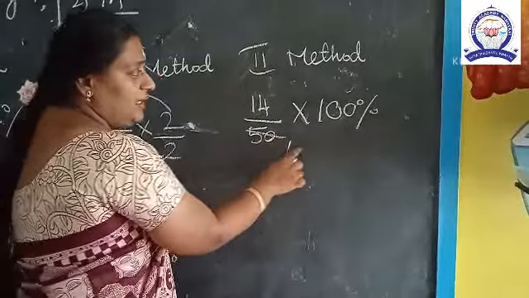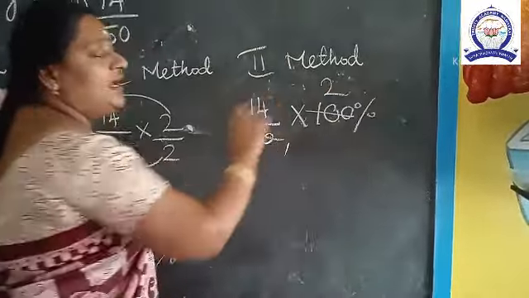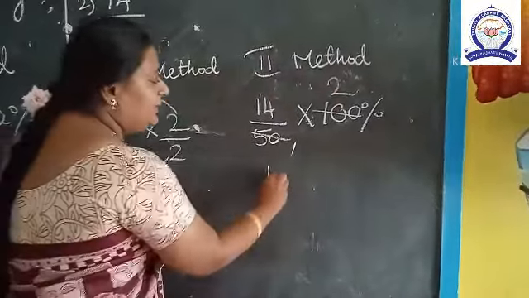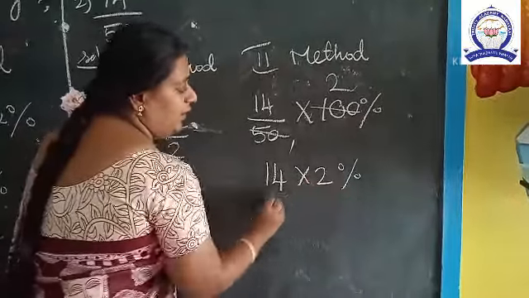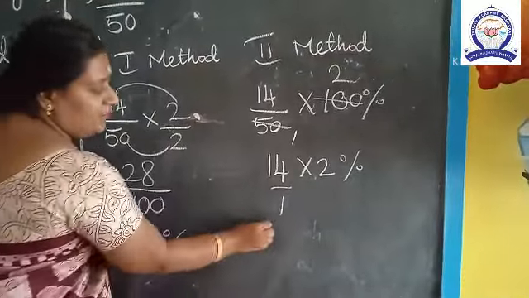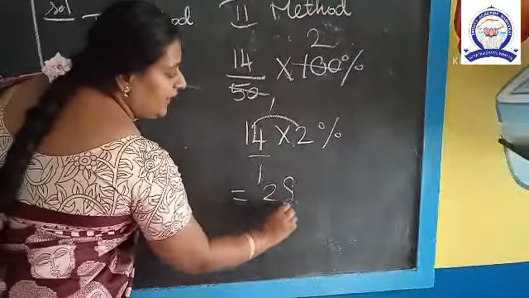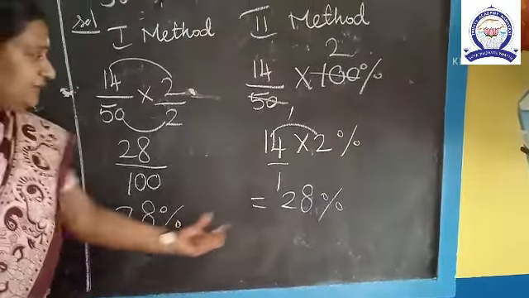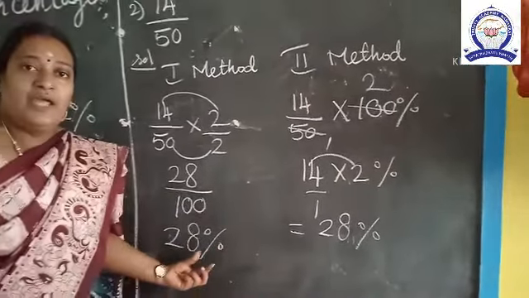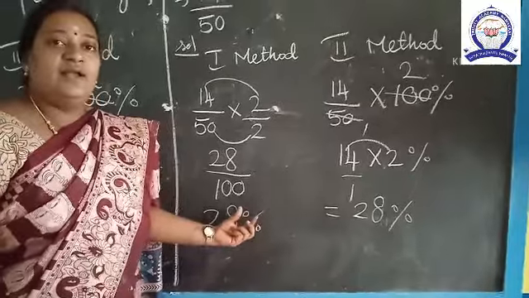So 50 1s are 50, 50 2s are 100. Now you write the remaining digits, 14 into 2 percentage. The denominator is 1. That is equal to 14 2s are 28 percentage. This is your answer. In both methods, the answer remains the same. Okay children, let us see another sum.